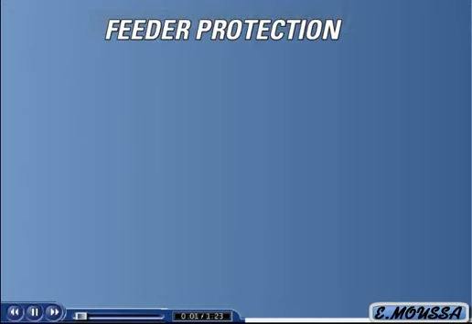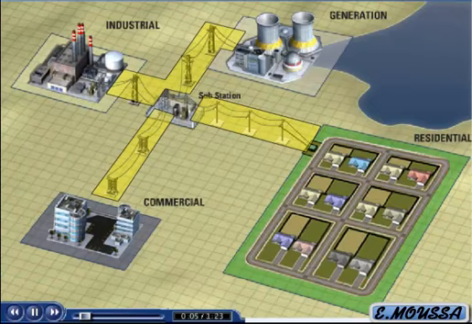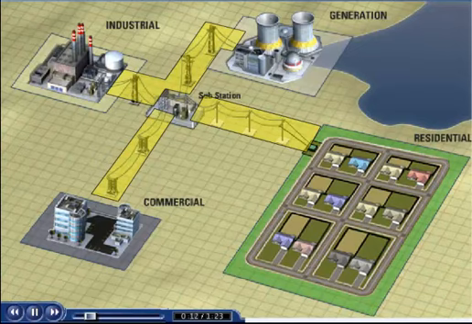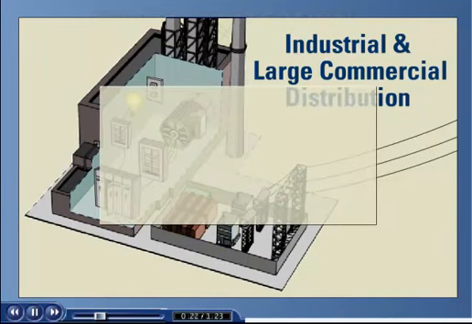Feeder protection is a broad term that refers to sub-transmission lines and distribution circuit protection. Sub-transmission lines refers to lower voltage transmission lines that connect the transmission system to the distribution system. Distribution circuits connect the sub-transmission system to the utilization apparatus. The issues surrounding sub-transmission and distribution system protection are very similar.